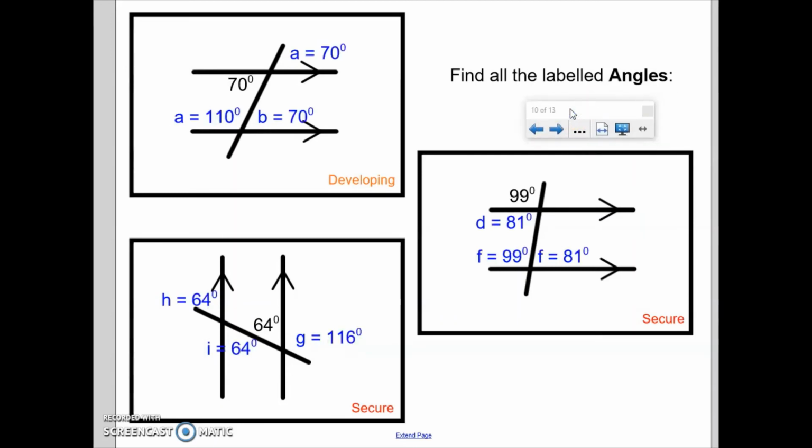Okay, welcome back again. And I put my solutions on the screen there for you to mark up. Please make sure you have written some justifications using the 3 key words that we've introduced in this lesson.